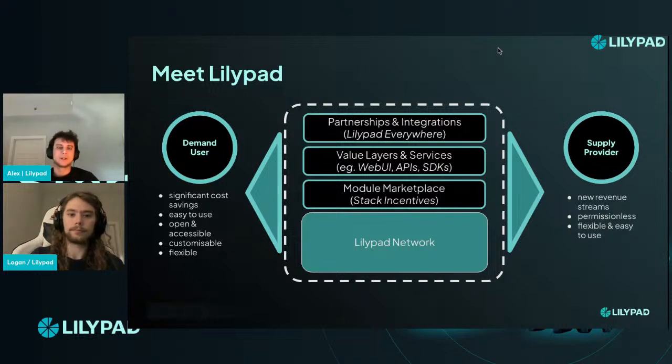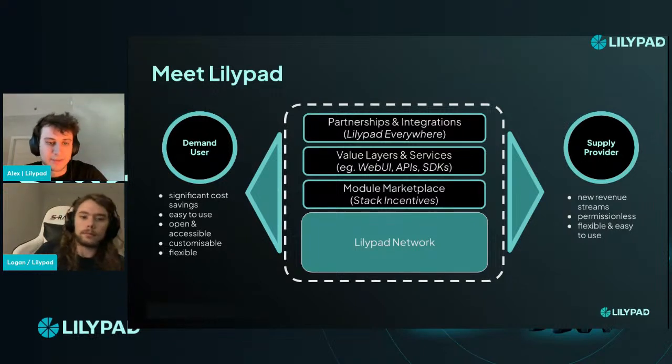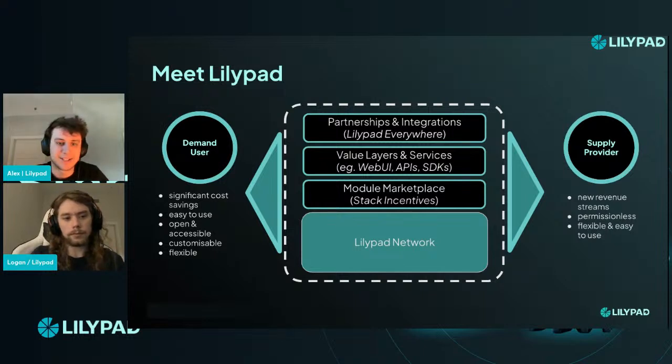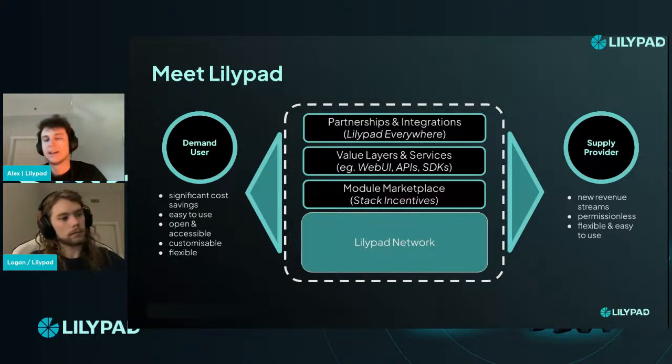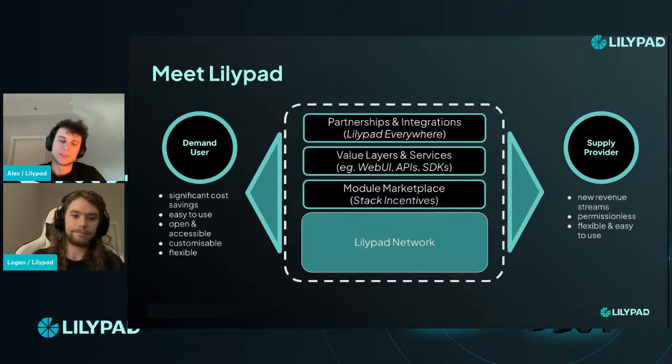Really quick, I went over this last AMA, but I thought it was important to mention it again. This is how you can think about the Lilypad stack. On one side we have the demand, on the other side we have the supply. The supply comes in the form of GPUs. Right now we only support NVIDIA GPUs, which will change in the future. On the network right now there are 3070s, 3080s, 3080 Tis, 4090s, 4060s, and some A100s. I know some beefier GPUs will join the network over time.